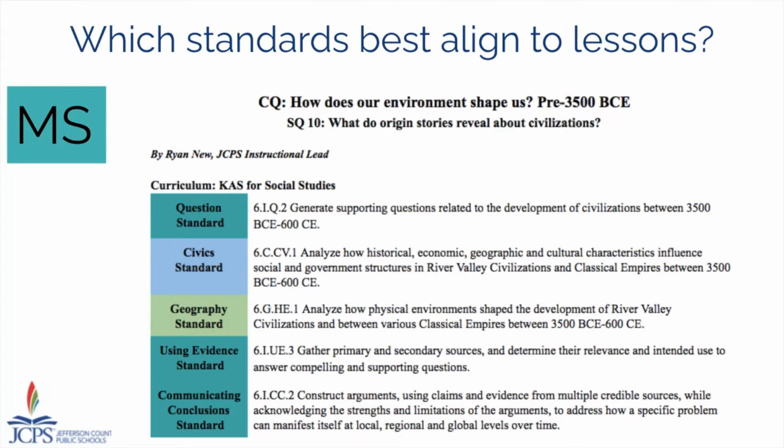And what you'll notice here is that the geography standard actually helps sharpen the civic standard. You'll notice this very big and broad civic standard: analyze how historical, economic, and geographic characteristics influence social and government structures. Imagine then pulling out that element of geographic and actually inserting the geography standard where that is stated, so that essentially we're creating a new standard by the combination of these two. So imagine reading it as, analyze how physical environments shape the development of civilizations, right? Social and government structures at the same time, right? So you're intertwining these together.